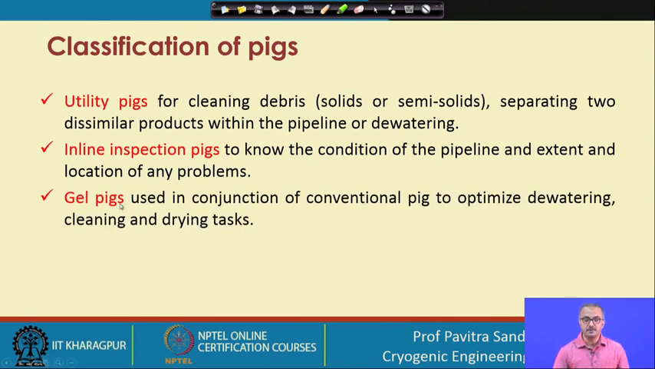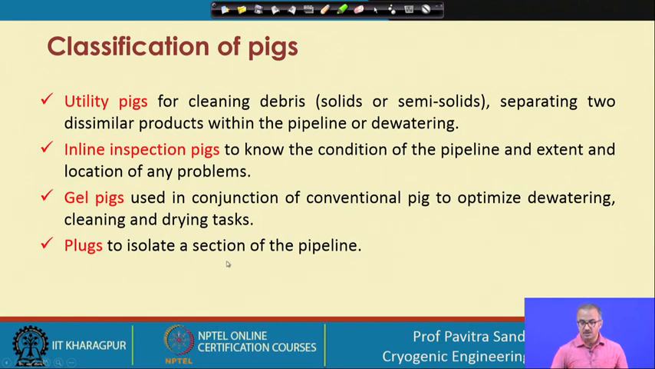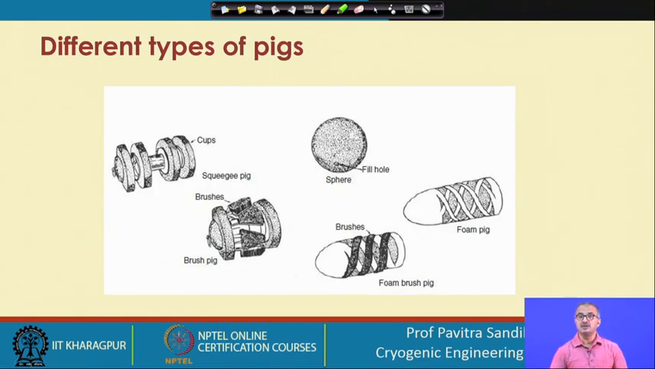Then we have gel pigs. These are used in conjunction with the conventional pig to optimize the dewatering, cleaning and other drying tasks. And then we have pigs to isolate the section of the various pipelines. Now here in this particular figure, we are showing the various shapes of the pigs which are available commercially.